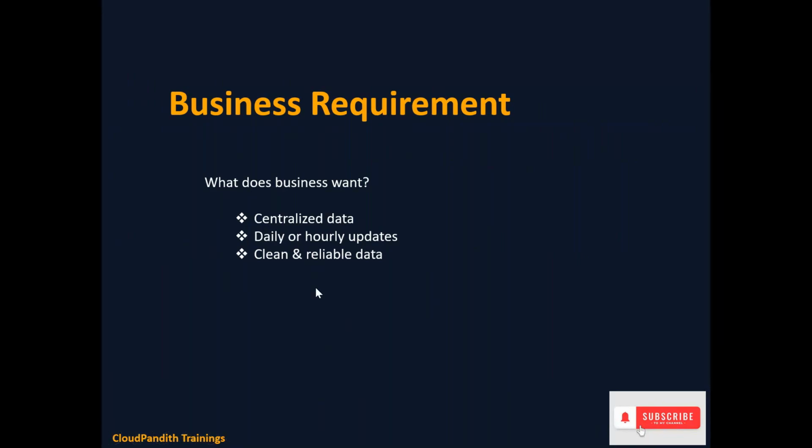So what is meant by clean and reliable data? Data should be accurate, complete, trustworthy. Wrong data leads to wrong business decisions, which collapse many businesses, right? So we understand how the data is coming, what business wants. But let's understand earlier how we were helping business teams.